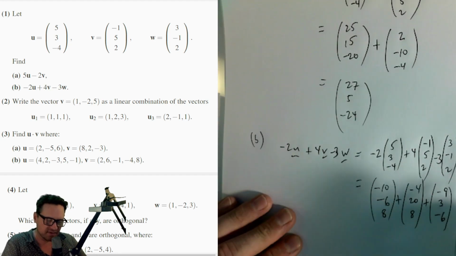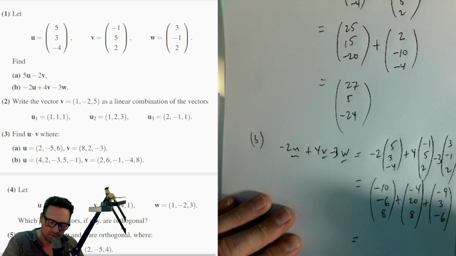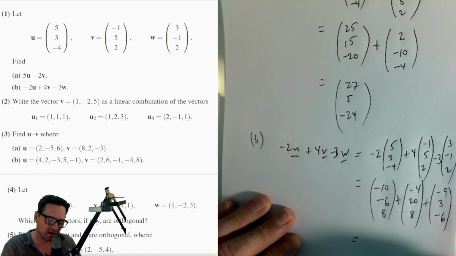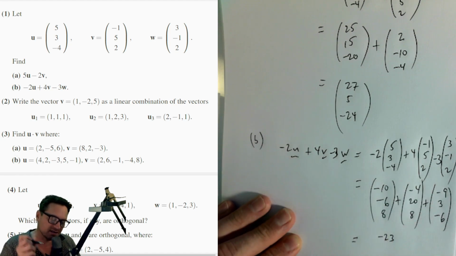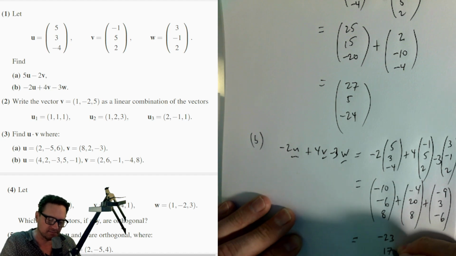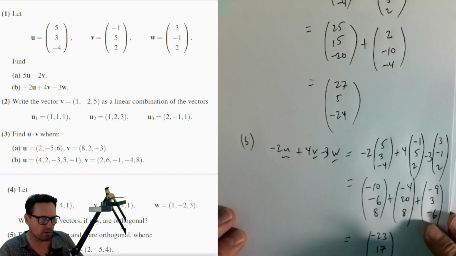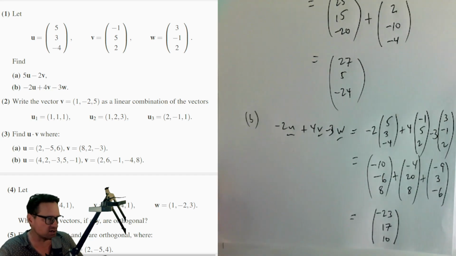Okay, so now we add these numbers row by row. We have -14 minus another 9 is -23. 23 minus 6 is 17. Then we have 16 minus 6 is 10. Okay, so now I'll show you how to do this in Mathematica just to be fast about it and accurate.